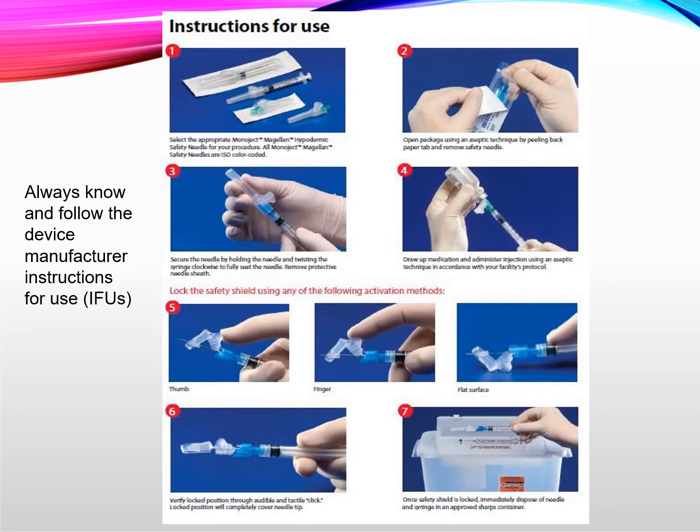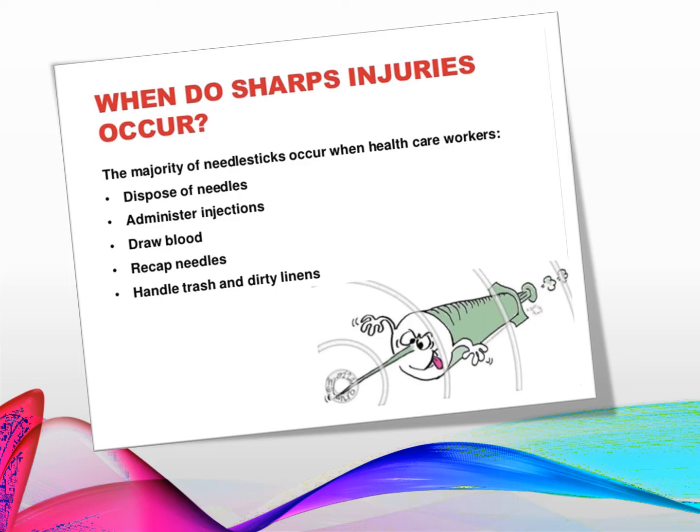Always know and follow the device manufacturer instructions for use. Here's one illustrated for a certain type of commonly used safety needle and syringe. Most sharp injuries occur when disposing of needles, giving injections, drawing blood, recapping, or handling trash and dirty linens, and there are sharps that were not disposed of correctly.